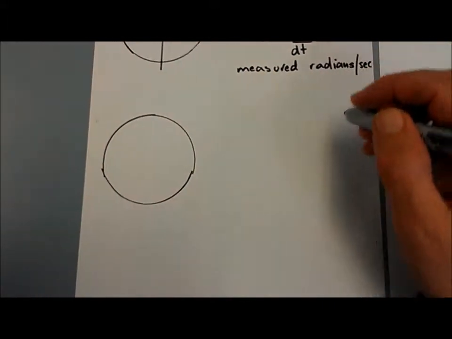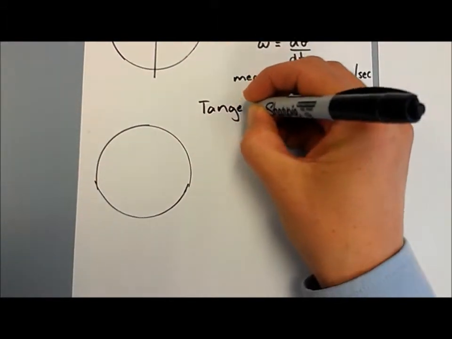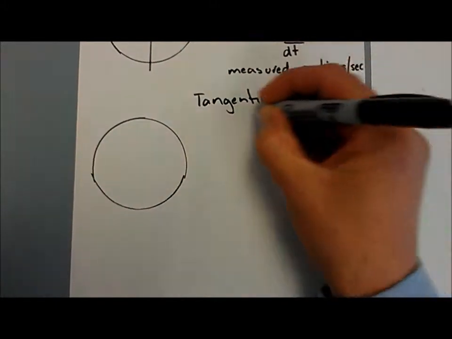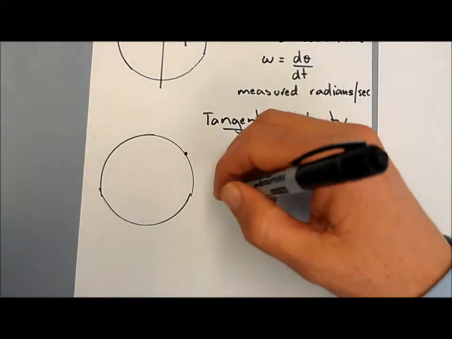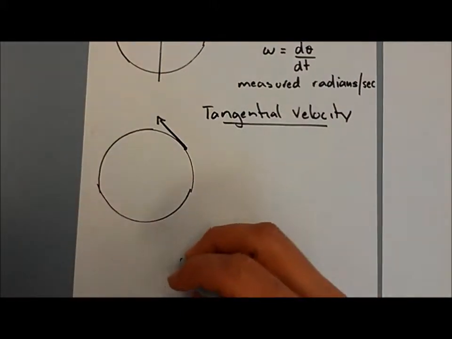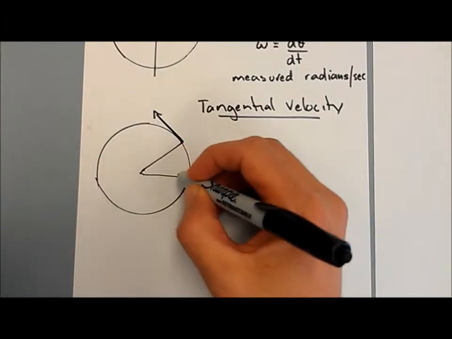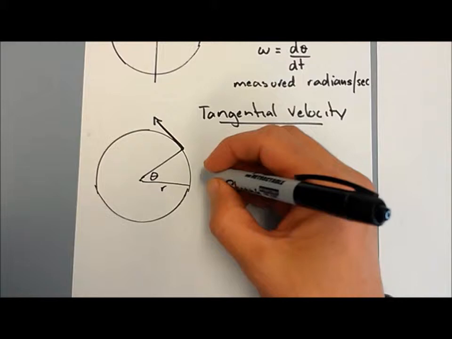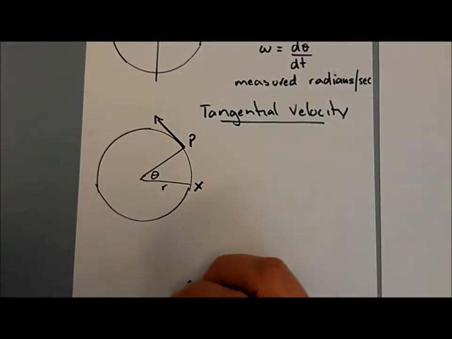Now, a particle moving around a circle also has what we'd call tangential velocity. So if we take a particle here, then the direction of motion is considered to be along the tangent. So this is the direction of motion for that particle. So we have this circle here, radius r, having marked out an angle of theta, subtended an angle of theta, as it moves around from point X to point P.